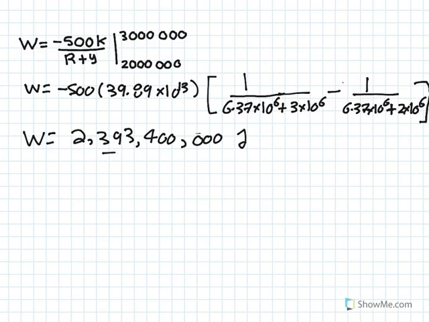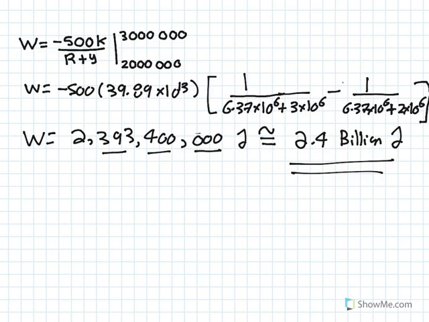Let's just double check everything we've got there. Yes, that works. So that's approximately 2.4 billion joules. Billion joules means 9 zeros. 2.4 billion joules of work is needed to raise the orbit of this 500 kilogram satellite from an orbit of 2,000 kilometers above the Earth to 3,000 kilometers above the Earth. And this work was done against gravity, of course.